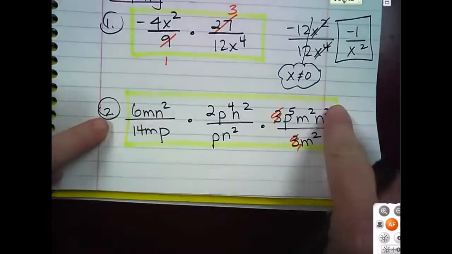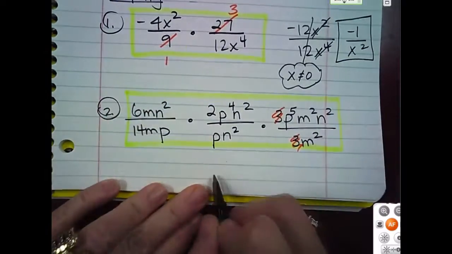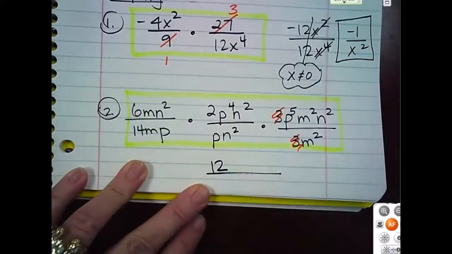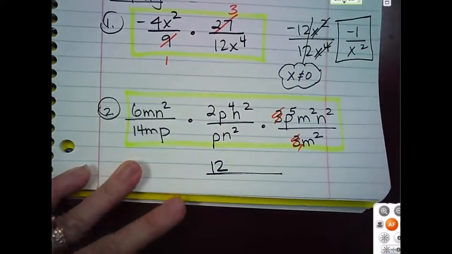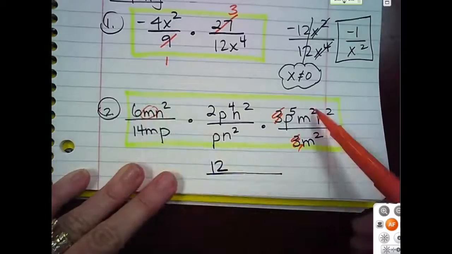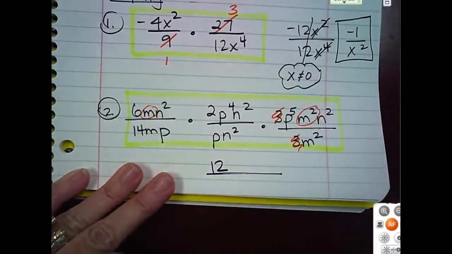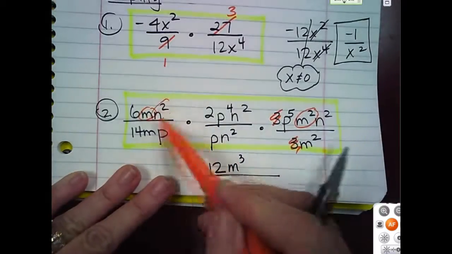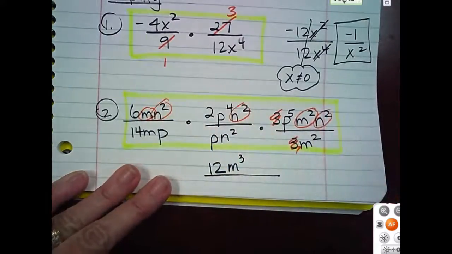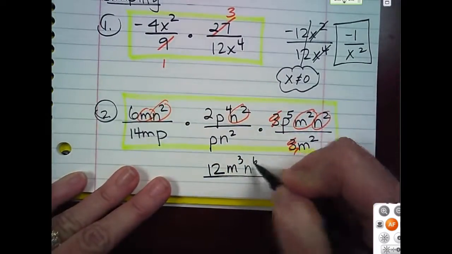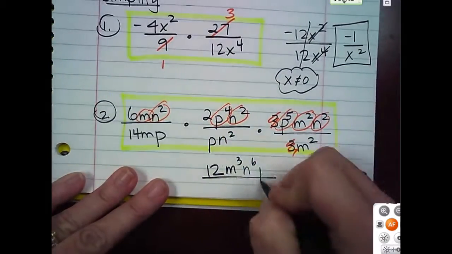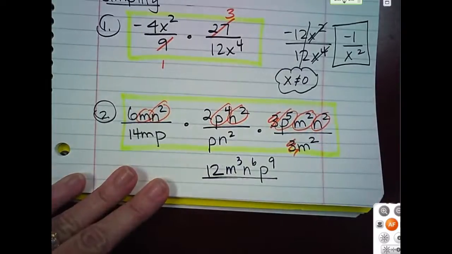So now in the numerator, if I look at my coefficients, I have a 6 and a 2, so I have 12. Now let's count up the m's. I have 1, 2, 3. So 3 m's. Count up my n's, 2, 4, 6. And I have 9 p's. You try the denominator.